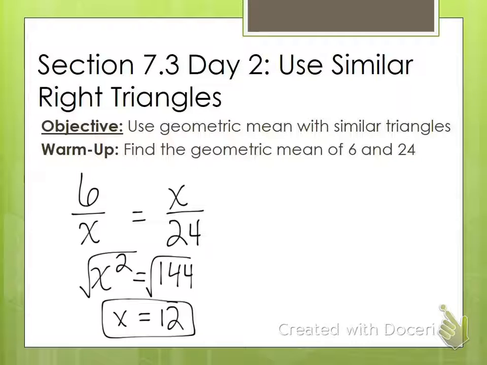Questions, concerns? Need more time with the warm-up or with the objective? Alrighty then, we'll jump on in.